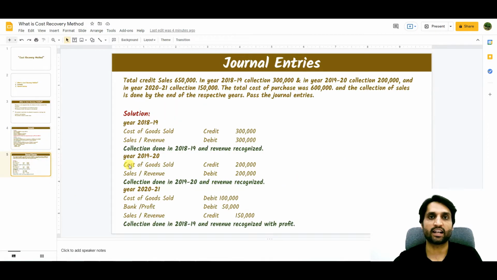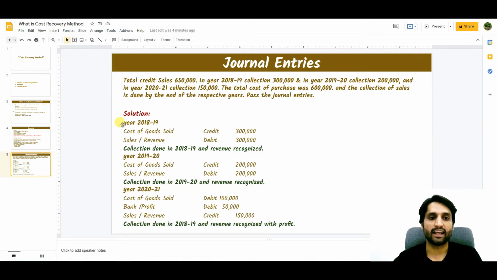Now let's see the journal entries we are passing. The total credit sales is 650,000. The collection was 300,000 in year 2018, 200,000 in 2019, and 150,000 in 2020. The total cost of this project is 600,000. The collection made each year is 300,000, 200,000 and 150,000. Three times we receive the money, so we need to pass the journal entry.